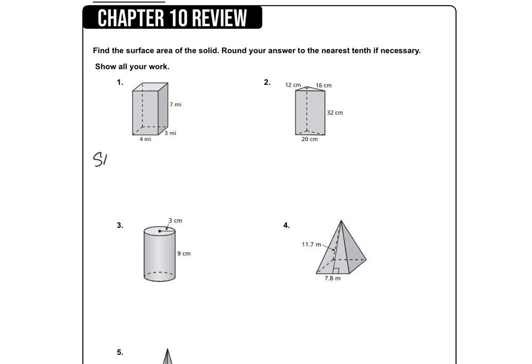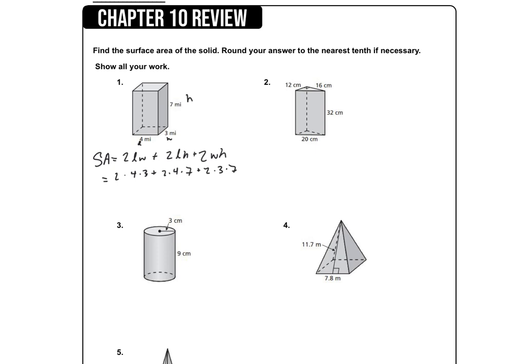For surface area of rectangular prisms, remember we do 2 times the length times the width, 2 times the length times the height, 2 times the width times the height, then we add them all together. So my length and width I'm going to call 4 and 3, and my height I'll call 7. So I need to do 2 times 4 times 3 plus 2 times 4 times 7 plus 2 times 3 times 7.